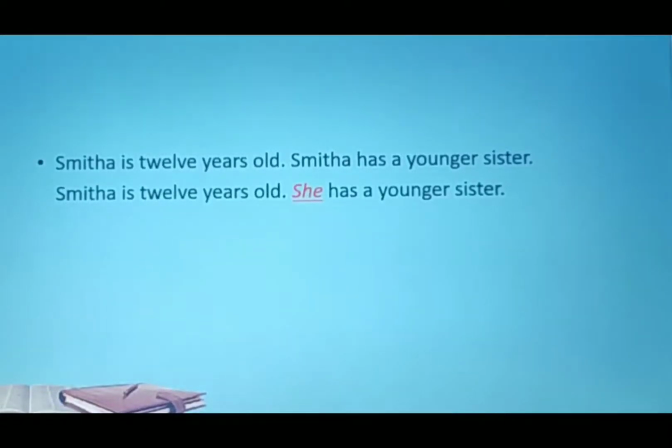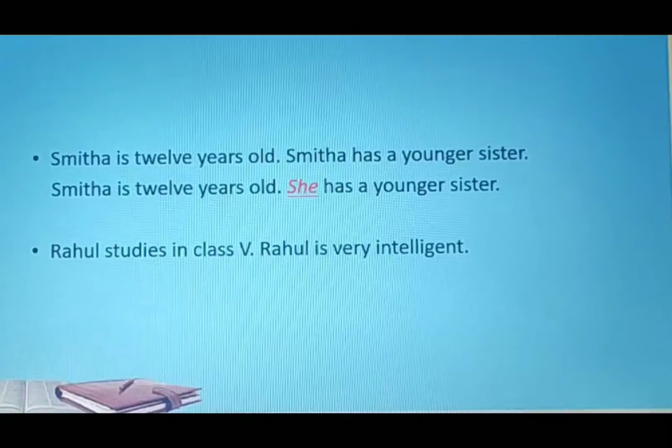Smita is 12 years old. She has a younger sister. So instead of using Smita, the noun in the second sentence, we can replace it with a pronoun, that is, she. Smita is a girl, that is why we use she. So she is a pronoun. We don't have to repeat the noun Smita again and again. That is what we read in the definition, right? To avoid writing the noun Smita again and again, we can write she instead of Smita.